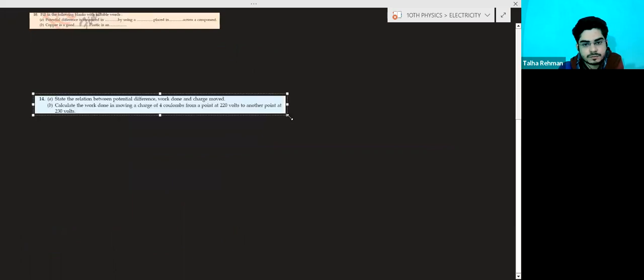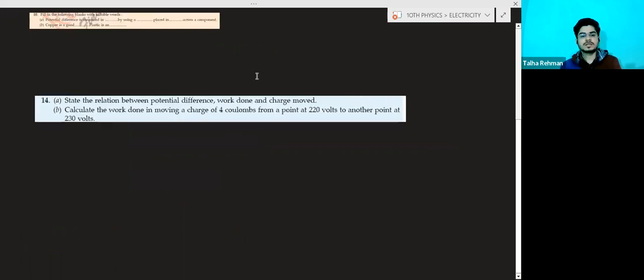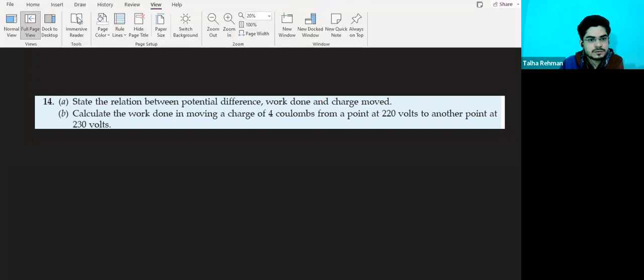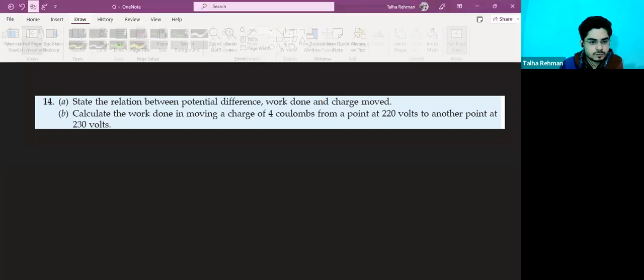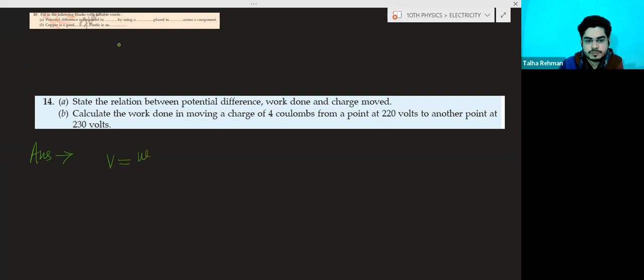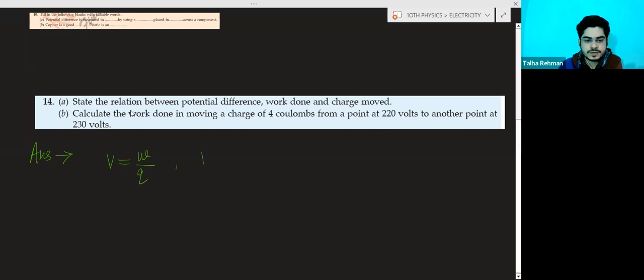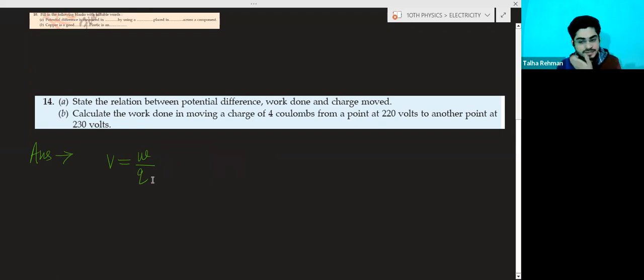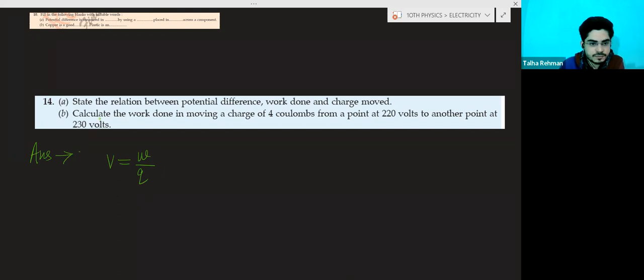Very easy question. State the relation between the potential difference, work done, and the charge moved. So you can do it by yourself. Potential difference is equal to work done in moving a charge divided by that charge. What is V? V is the potential difference. W is the work done. You can write that by yourself. Q is the charge. I will represent charge with a small q. Now this is answer number A. Answer number B.